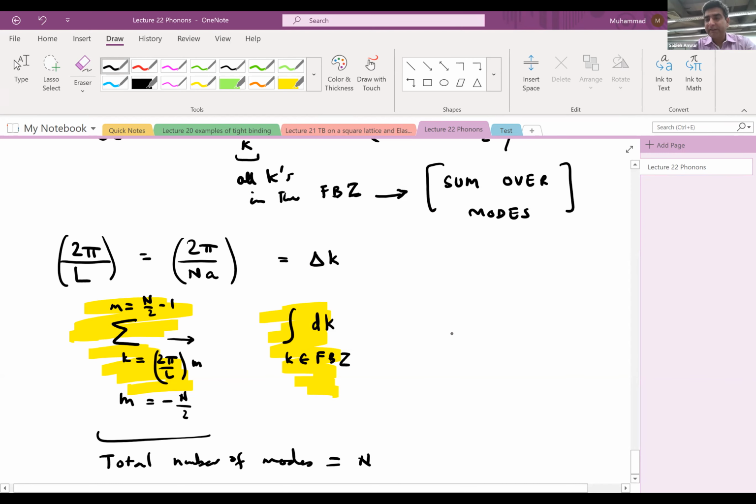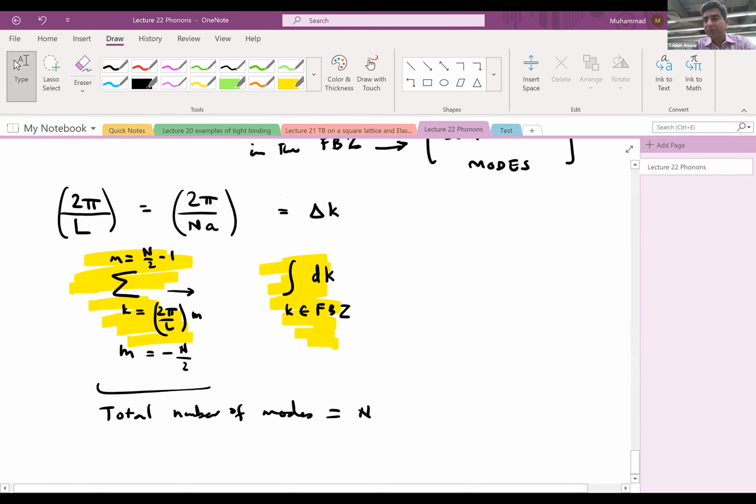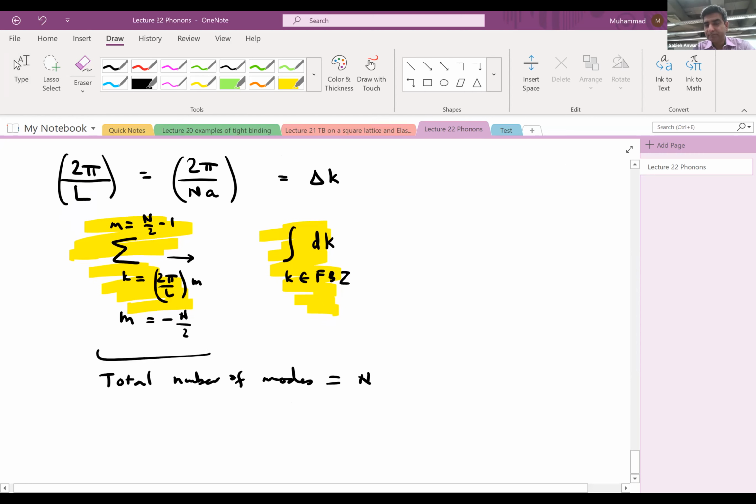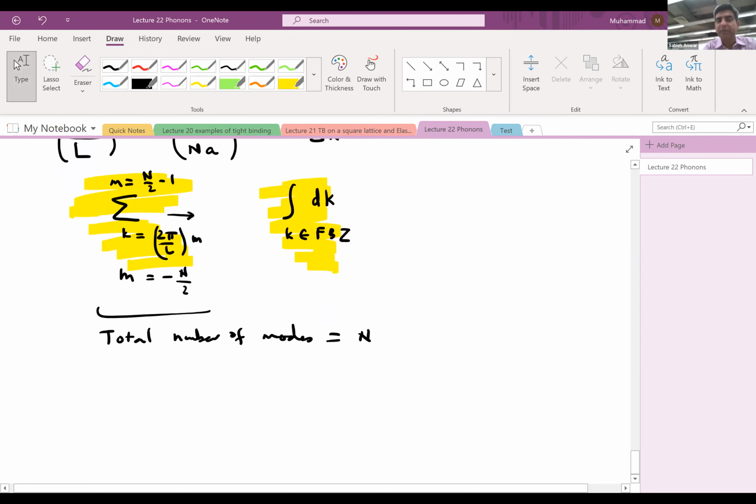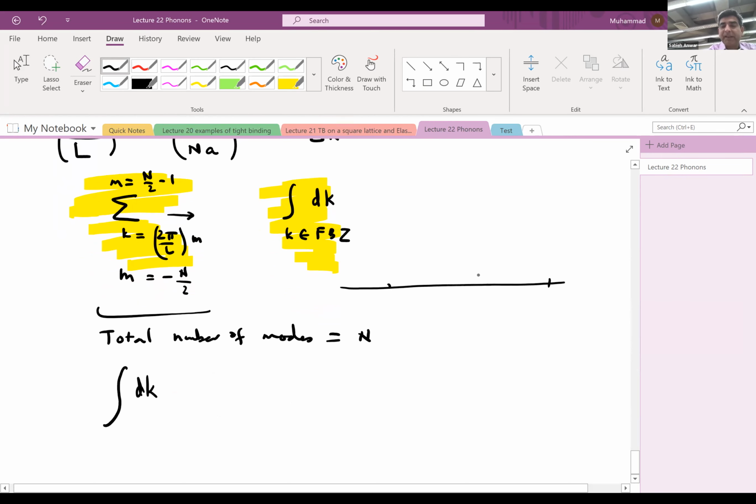But is there a quick conceptual way in which I can replace this summation with an integral or vice versa? In 1D, if I'm summing over k, I have some k's. So this is my k axis, and I have pi over a here and minus pi over a here, and the spacing between two points is a meager 2 pi over L.